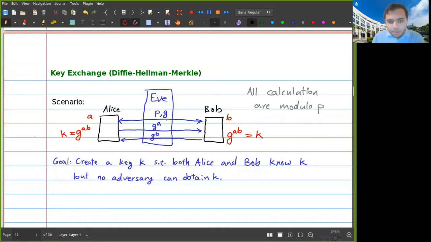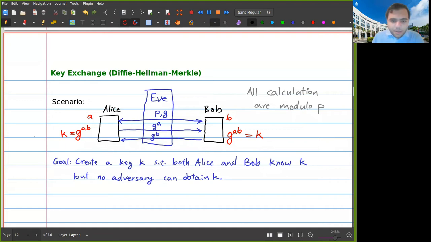And then we had this very simple protocol. First of all, they exchange P and G, so everyone on the network knows about P and G. Then Alice computes G to the power of A and sends this over to Bob. And she can compute this because she knows A. Bob computes G to the power of B and sends this one over to Alice. And again, he can do this because he knows B. And then the idea was that Bob has received G to the power of A from Alice, and he knows B. So he can just take G to the power of A and raise it to the power of B and get G to the power of AB.